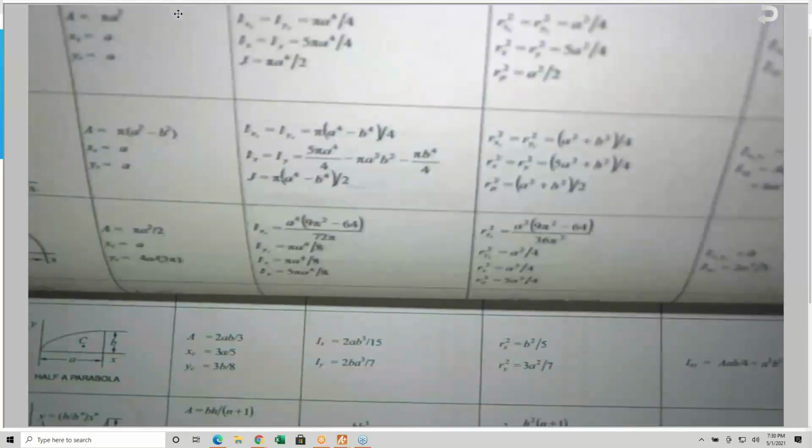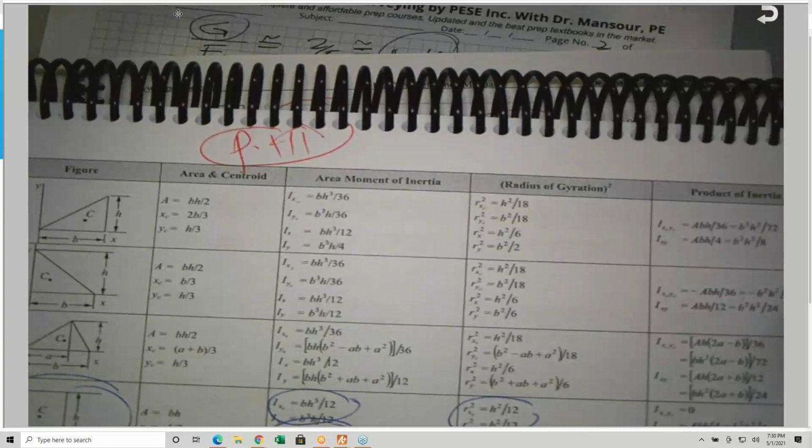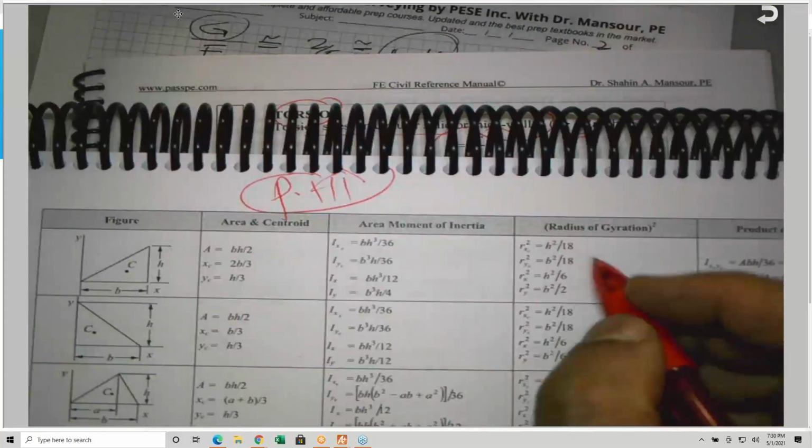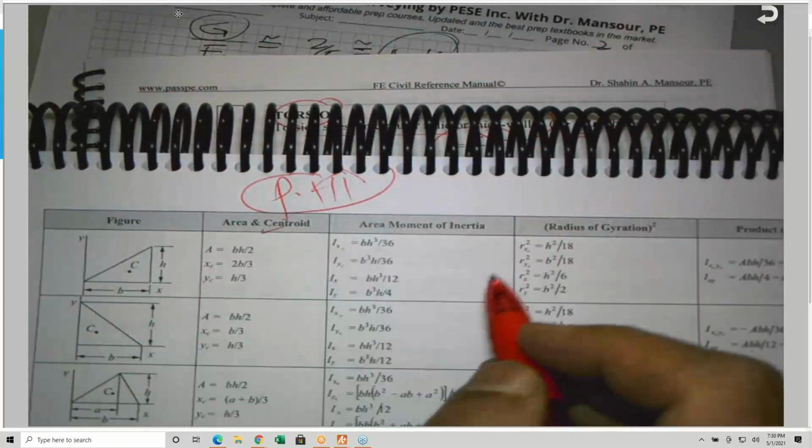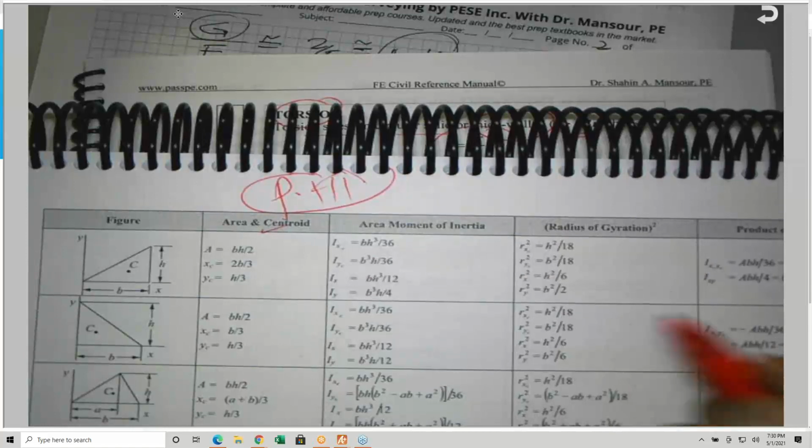Radius of gyration, polar moment of inertia. No, which is Ix plus Iy. Probably this is the reason why they didn't put it, unless maybe they give it in the mechanics of materials section. No, it's not. So the polar moment of inertia, unless it is mentioned, I remember I saw it.